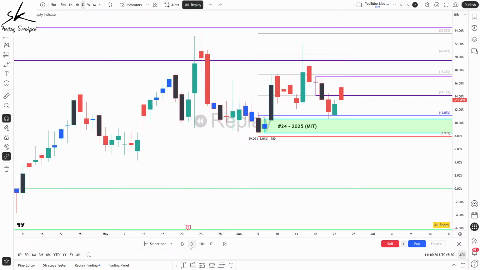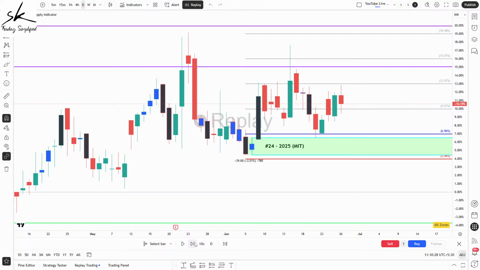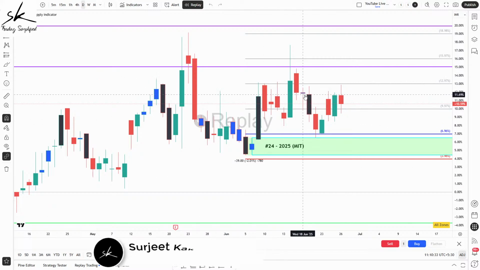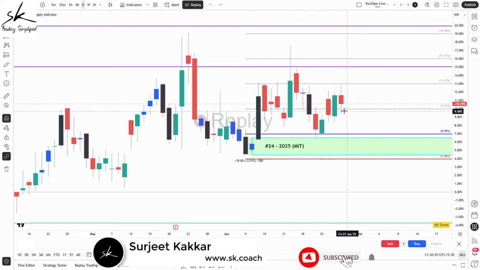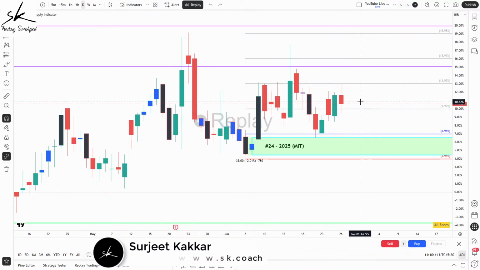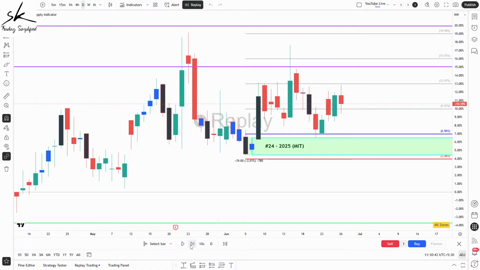And eventually what happened, you can see prices violated this area of supply. So now the fact is this supply has also been violated, but we don't have a formation of a newly formed demand area. If there was a newly formed demand area, we could have trailed it. So as of now, we don't have the opportunity to trail it as well.